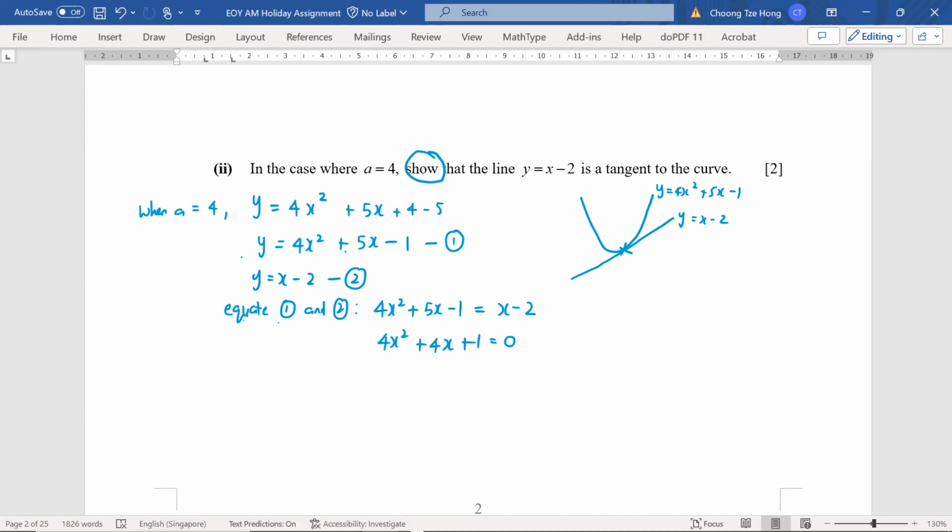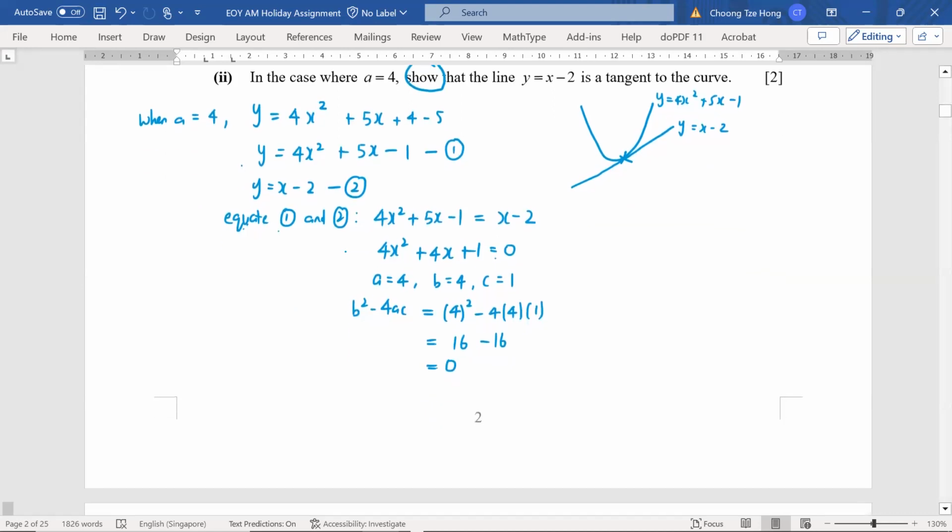In this particular equation, a is 4, b will also be 4, and c will be 1. So let's go ahead and calculate the discriminant, b squared minus 4ac. We're going to sub in all the values, and you can see we will have 16 minus 16 equals 0. Then we can come to the conclusion already.